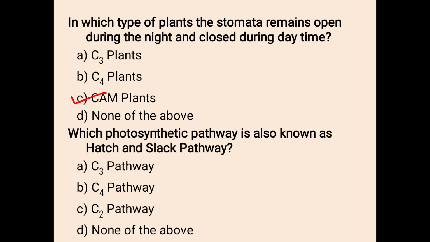Next question is, which photosynthetic pathway is also known as Hatch and Slack pathway? So the correct answer is C4 pathway. It is also known as Hatch and Slack pathway on the name of the scientists who discovered it.